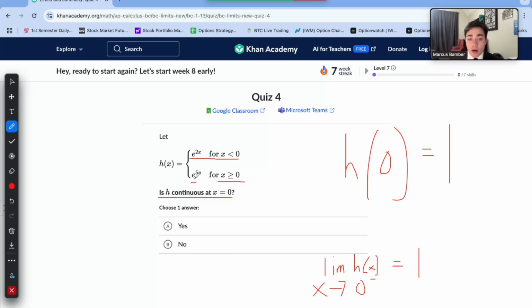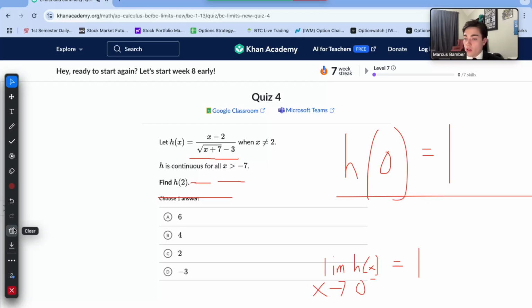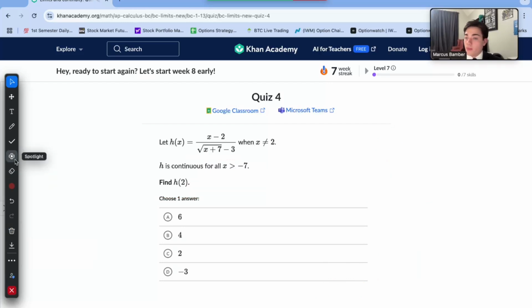And when we directly substitute the same value in for the right side of the piecewise function, we also yield 1 as the answer. Since h of x is defined at 0 to equal 1, and both the left and right side limits are equal to 1, h is indeed continuous at x equals 0. We passed all those requirements for continuity.